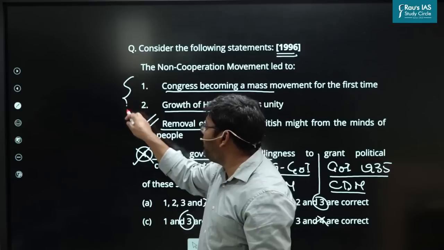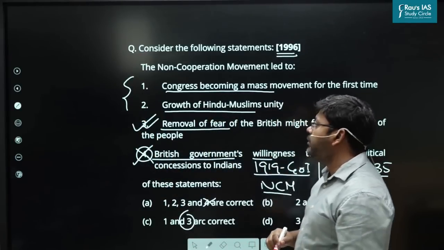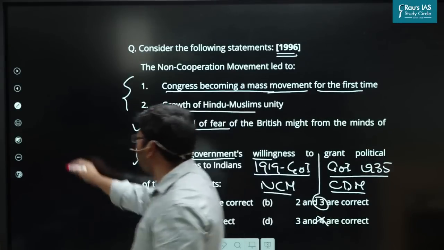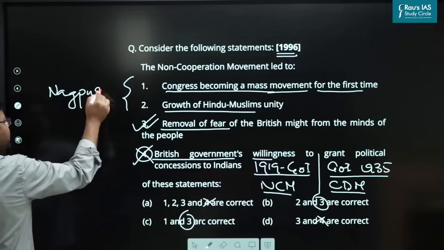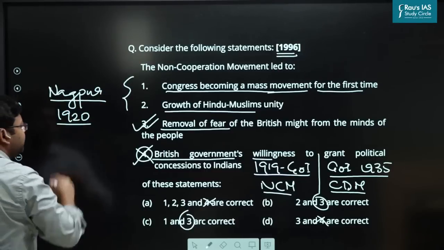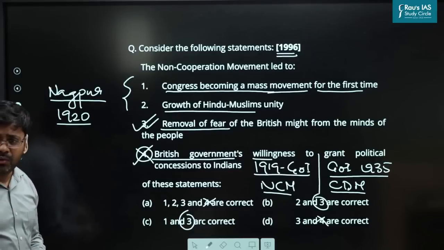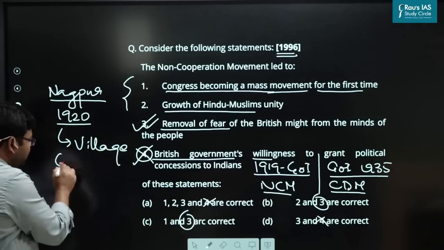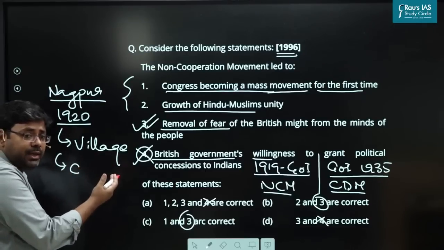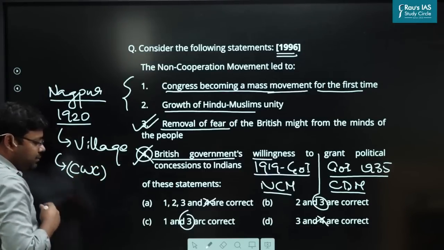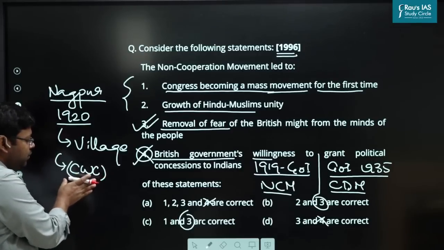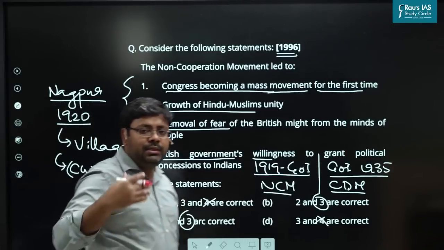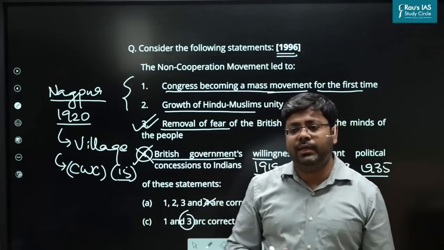You have to decide between 1 and 2. So when you talk about first, Congress becoming a mass movement for the first time, true it is. The Nagpur session of Congress was in 1920. Gandhiji reorganized the entire Congress and restructured it till the village level. He was also instrumental behind the establishment of the Congress Working Committee. The Congress Working Committee was formed at the apex of decision making, having 15 members, so that the decisions of Congress would be more democratic in nature.